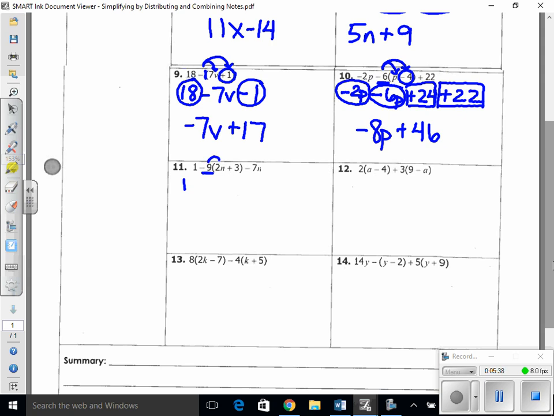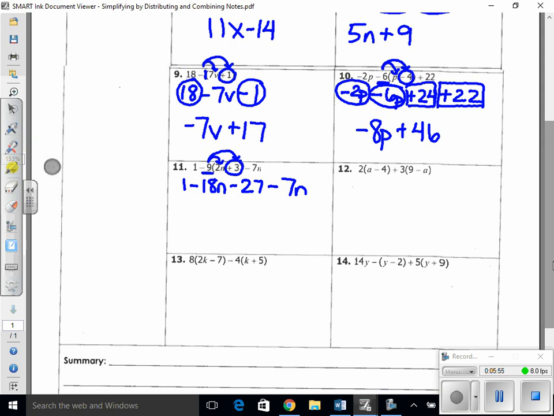All right, so negative 9 times 2n is going to be negative 18n. Don't forget your variables. Okay, and then this is a positive 3, so negative 9 times positive 3 is negative 27. Bring down the minus 7n that you haven't used yet.